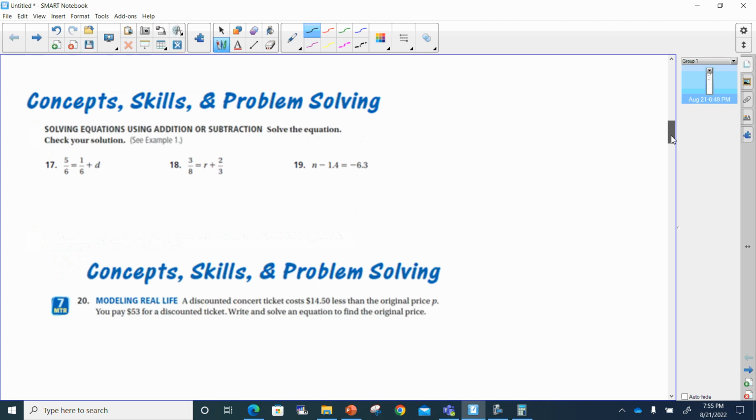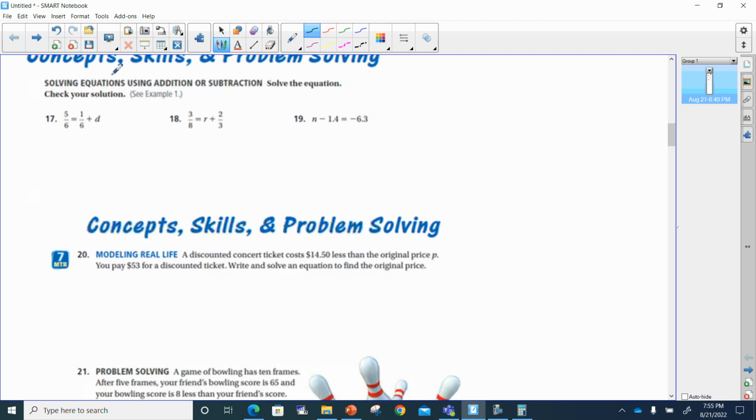Let's go to number 17. Solve equations using addition or subtraction. Solve the equation. Well, this time they're giving us fractions. And we would be worried about fractions, but we know how to go ahead and combine them as well. We're going to do the same thing. I want to get d by itself. So I'm going to subtract 1/6. Whatever I subtract from one side, I subtract from the other side of the equal sign.